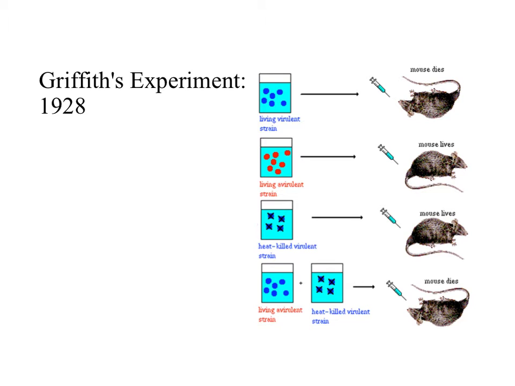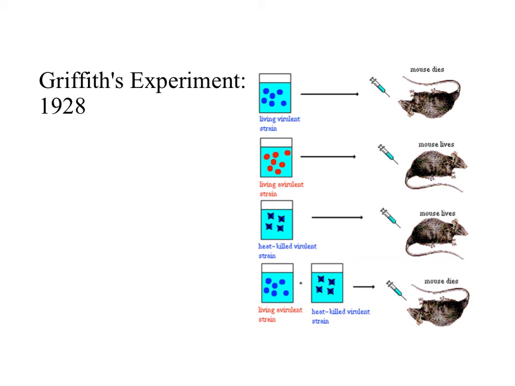Now, at the time of his experiment, it was already well known that if you heated your substances, think of your food, it would kill a lot of harmful bacteria. So then he heated up the virulent strain of bacteria, so he killed any harmful substances in it. Then he injected it in the mouse, and just as he suspected, the mouse lived.